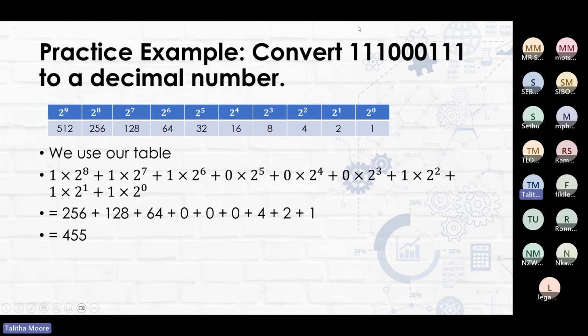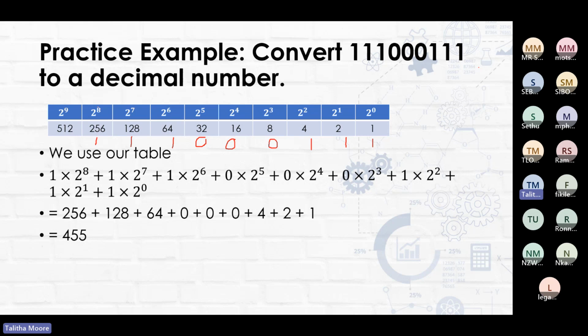So let's convert 111000111 into a decimal number. So again, we use our table, and let me get my pen again. So we get 1, 1, 1, 1. So we always work from the back. 0, 0, 0, 1, 1, 1.